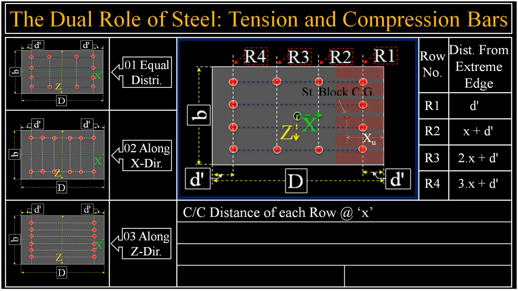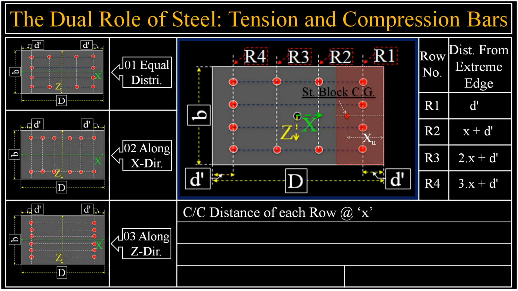Now we are superimposing the stress block on this column. Say, the neutral axis distance of the stress block from the extreme edge of the column is xu. The position of the neutral axis, xu, is the absolute dividing line. Any bar that falls within the depth xu from the compressed edge is a compression bar, marked in the red shaded area. Any bar outside this depth is a tension bar, marked in the gray area.